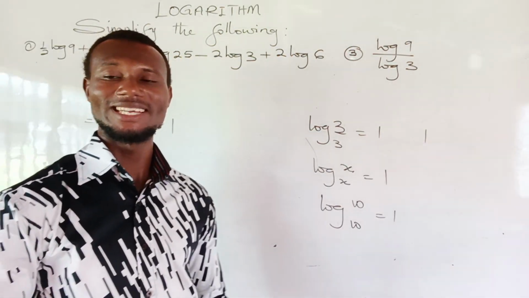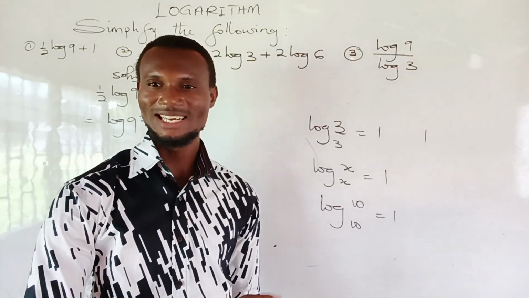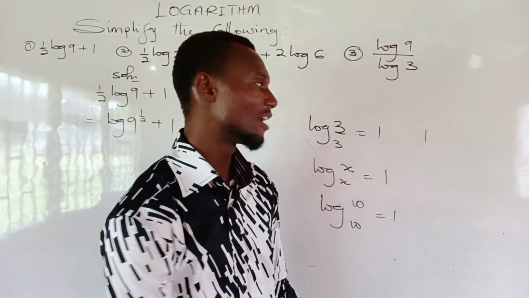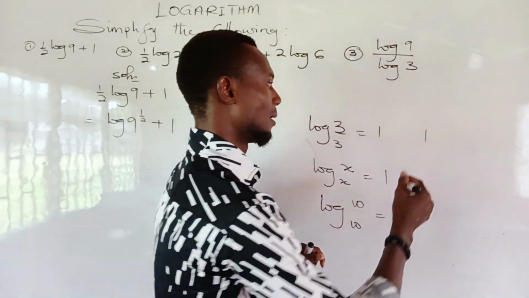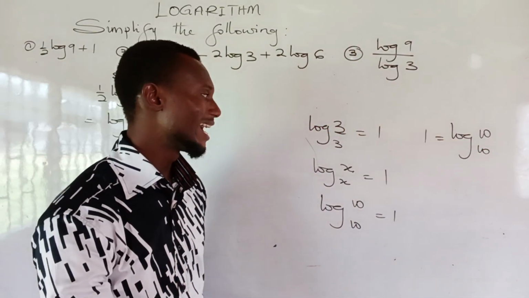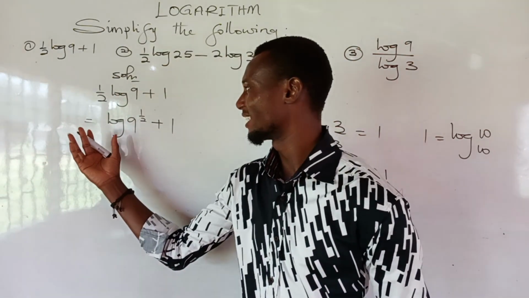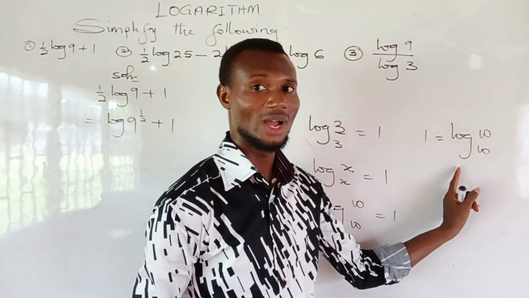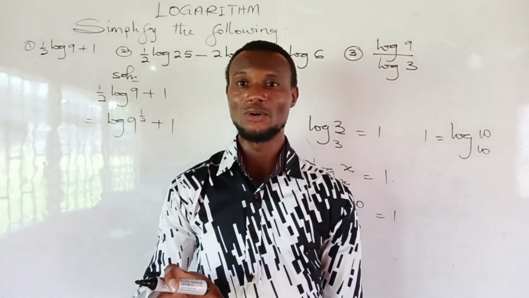So now, the question is in which base should I express it? And that will depend on the question that we are dealing with. Because in this question we are dealing with base 10, so it means we have to express the 1 in base 10. So my 1 should be equal to the log of 10 to the base 10. I cannot express it in this form because this is base 3. But in the question, we are using base 10, so I have to write it in base 10 form. That's why we are going to stick to this one and not to this or this. I hope the explanation is clear enough.